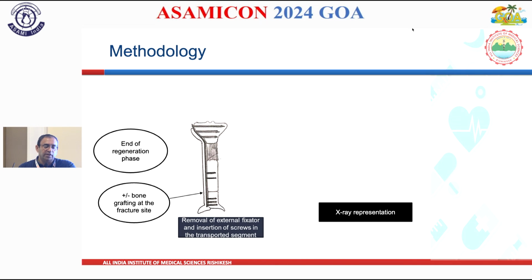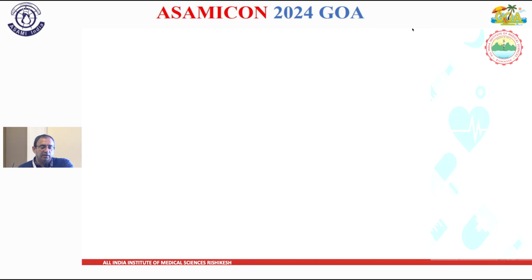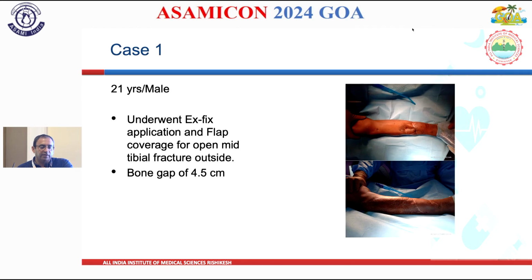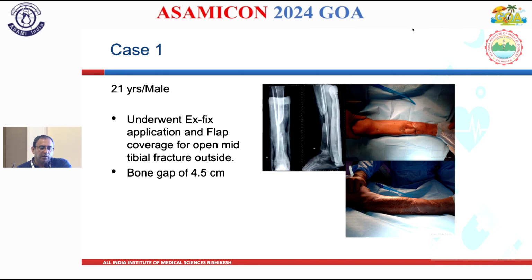Now you wait. This was the regenerate phase for which the external fixator was applied, and now you wait for this regenerate to consolidate. So these are the clinical cases, a few of my cases. This is one case with a 21 years male. He had a bone gap of 4.5 centimeter, there was no sign of infection at that time, and there was good soft tissue coverage over the tibia.